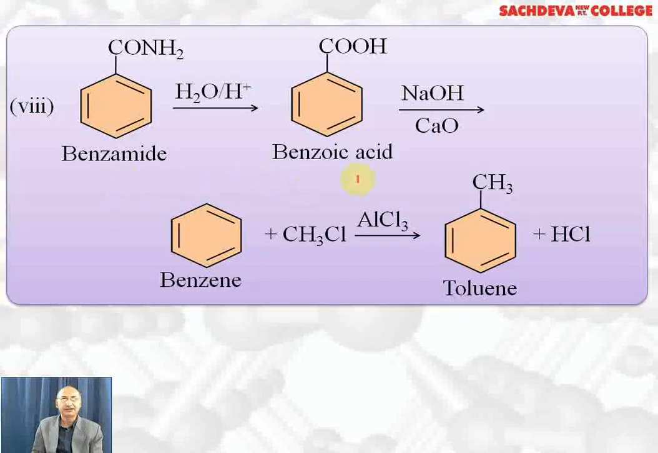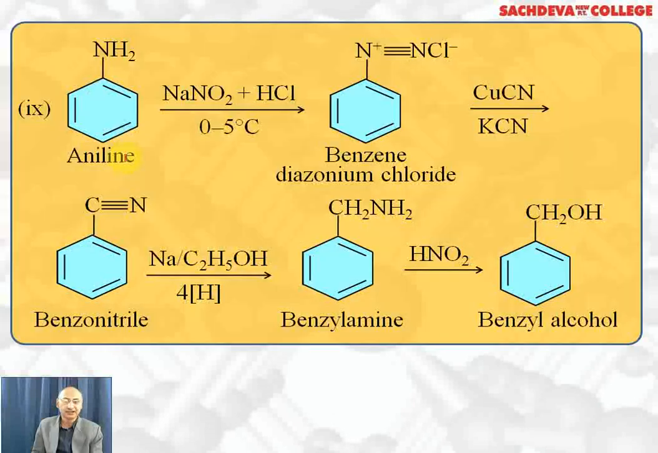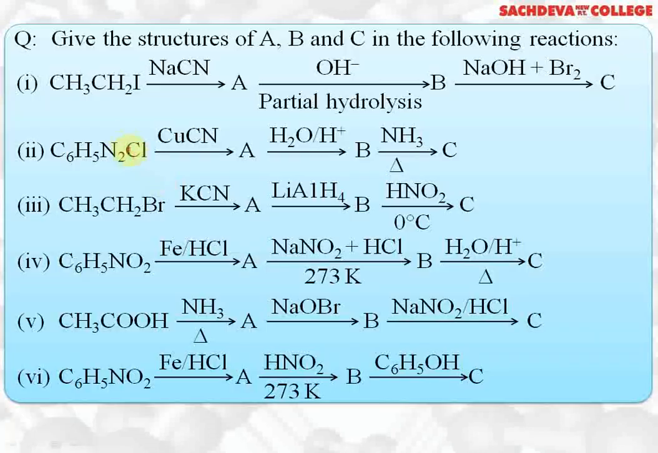Benzamide on hydrolysis gives benzoic acid. On decarboxylation, we get benzene, which with Friedel-Crafts alkylation, CH3Cl, AlCl3 will give toluene. Aniline to benzyl alcohol: first get diazonium salt by diazotization, followed by Sandmeyer reaction to give benzonitrile. Reduction gives benzyl amine, which on reaction with nitrous acid will give benzyl alcohol. These reactions we have to complete.